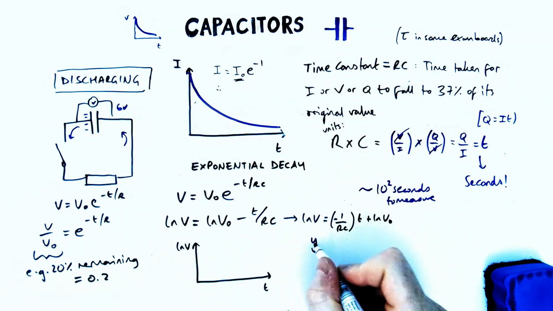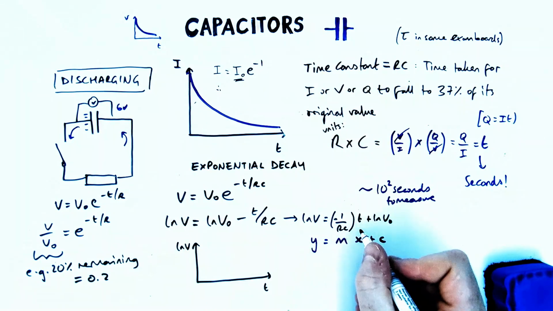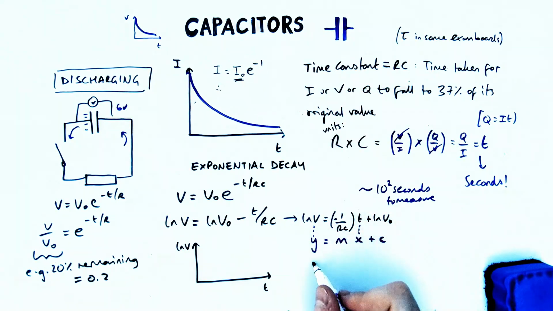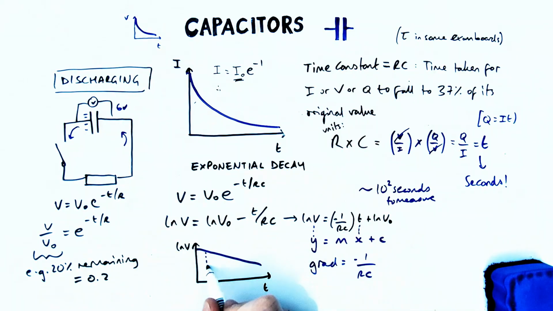Now I'm going to rearrange this slightly to get into the form y equals mx plus c, if my ln V is my y-axis and T is my x-axis. In that case, I then have ln V equals minus 1 over RC times T plus ln V naught, meaning the gradient for my graph is going to be equal to minus 1 over RC. So I can rearrange that and find the time constant.